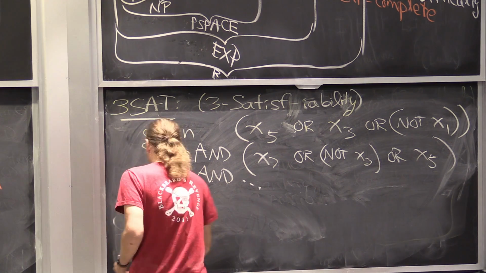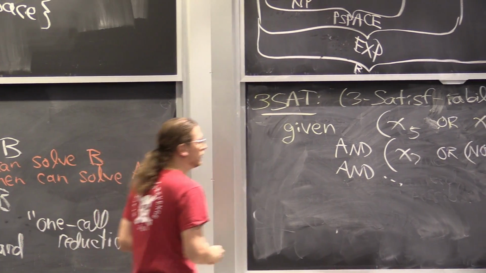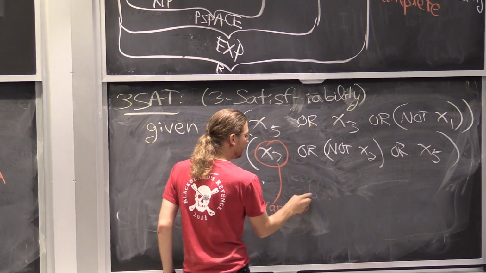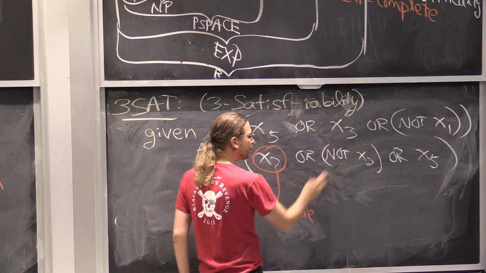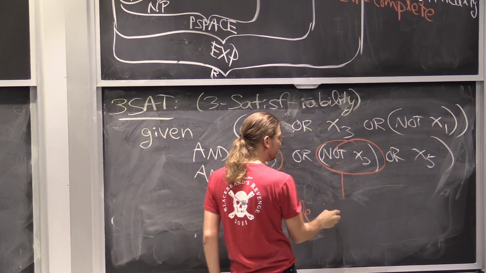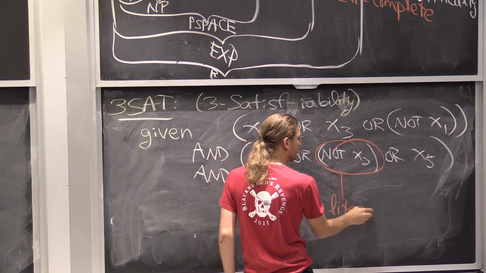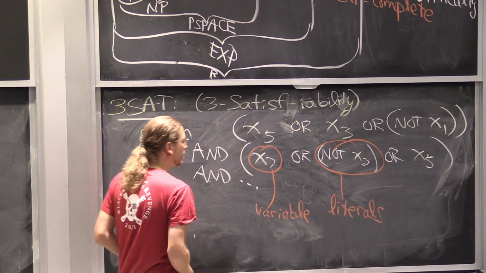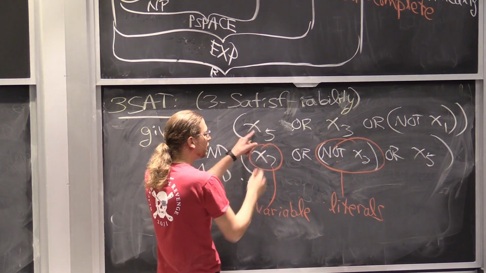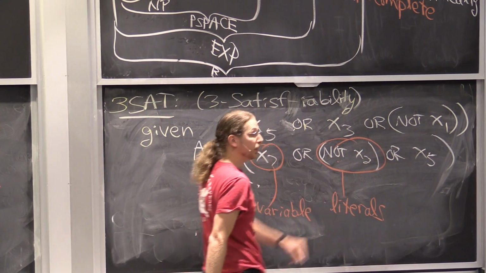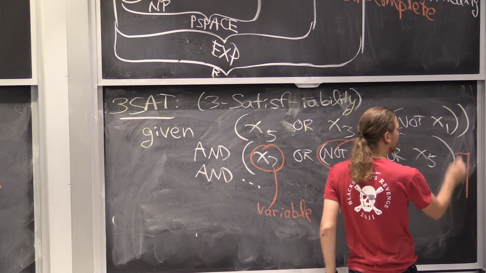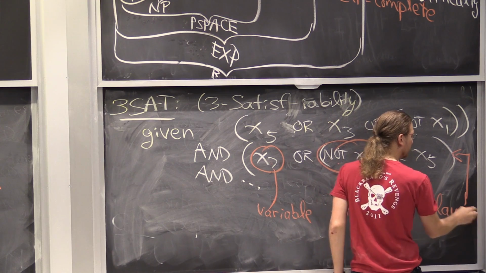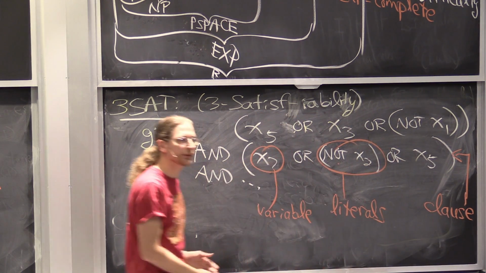So some keywords you should know. The Xi's are called variables. Xi or not Xi are called literals. You have two choices: you can either have a positive variable or a negative variable. Then you always have 3 literals per clause. Each row of this thing that I drew is called a clause. The whole thing is called a formula.